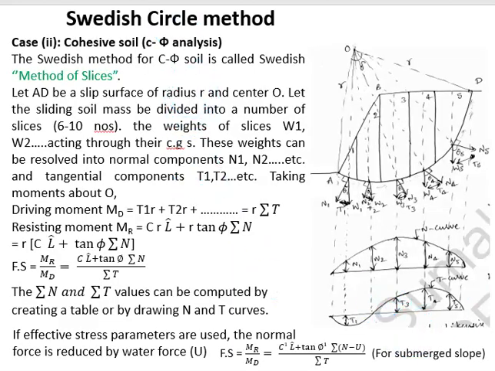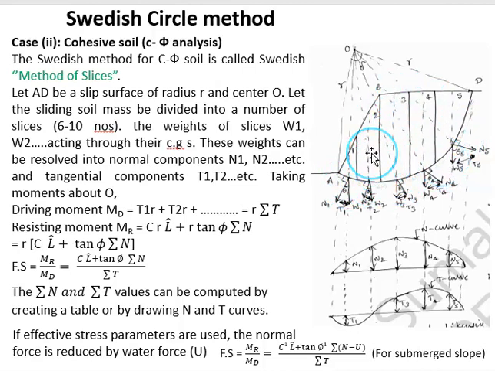If it is a c-phi soil where both cohesion and friction are there, then the Swedish method for c-phi soil is called the method of slices. Here first we have to draw the slope to some scale. Then we have to locate the center of the slip circle. Then we have to draw the slip surface. Then this sliding soil mass has to be divided into n number of slices, and for each slice we have to draw the center lines.